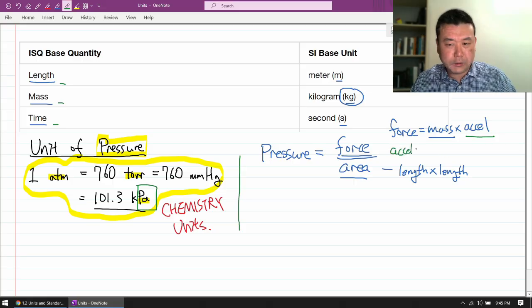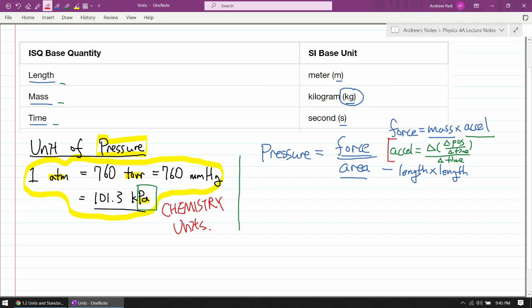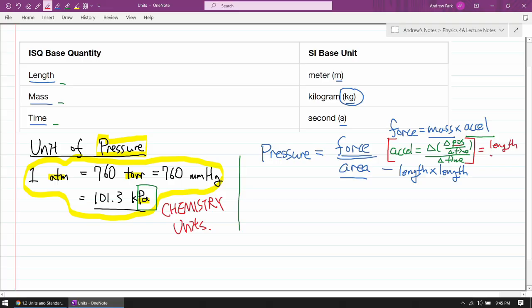Acceleration is, oh, how do I say this without calculus? I'll just say change of position per change of time, which is velocity, per change of time. So all of this put together, if you are just interested in the quantity, the unit of acceleration is unit of length, the same unit as unit of position, per unit of time squared.